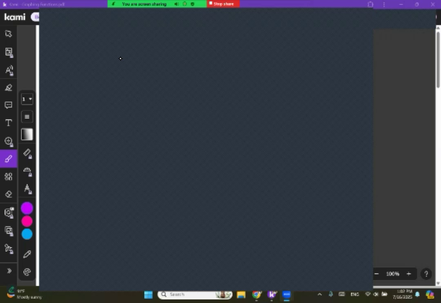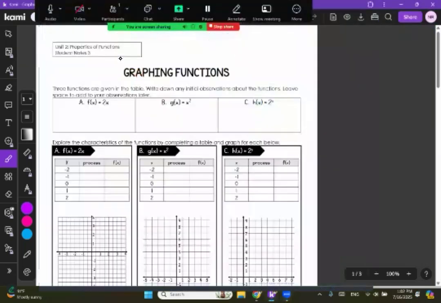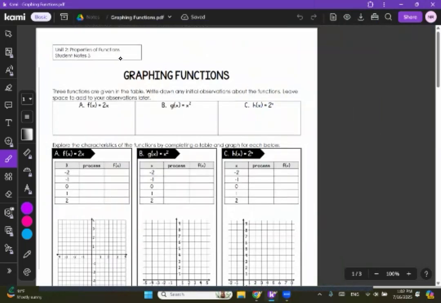All right, lesson 3. Why won't it? There we go. Lesson 3, graphing functions. This is going to be page 25, and I know I keep forgetting, but it is what it is. Page 25 in your binder.